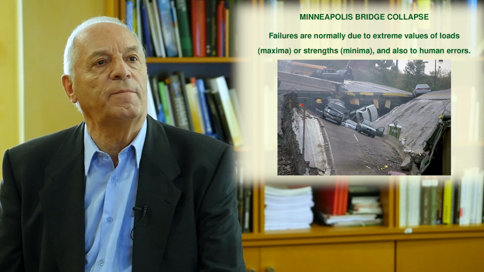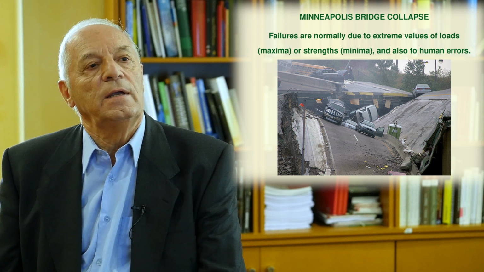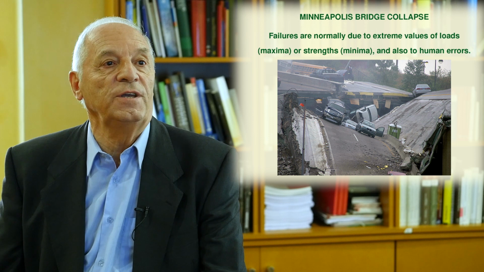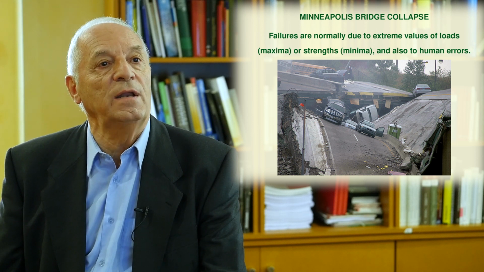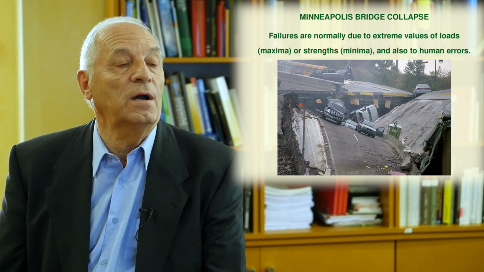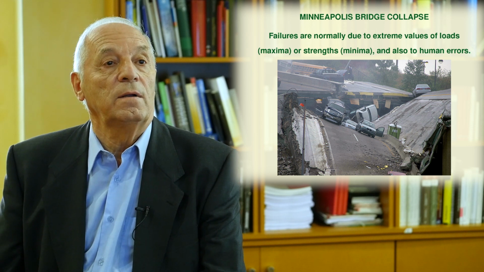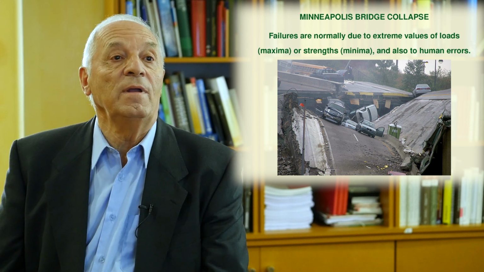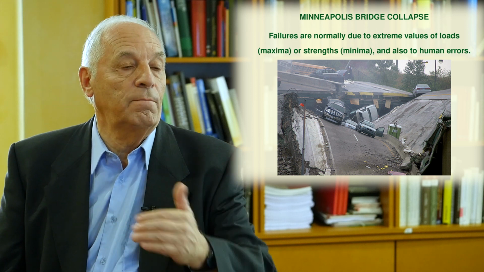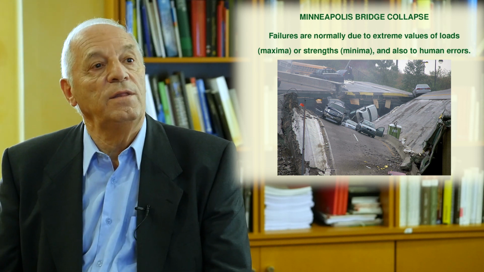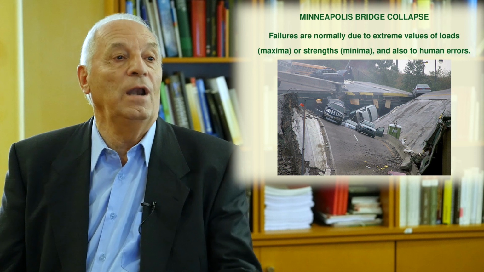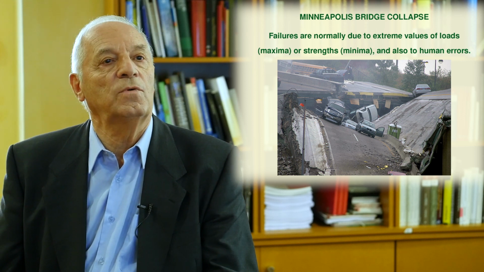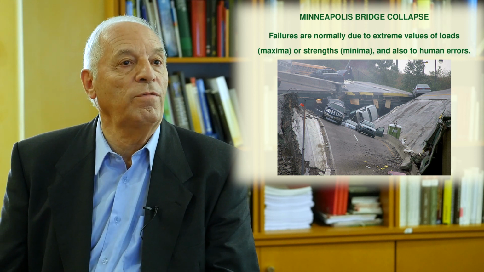However, the extremes appear also in real life. This is an example of a collapse of a bridge in Minneapolis, and the cause of this is that we have extreme values in loads maxima or in strength minima. Look, the problem with loads is when they are very large, when they are very extremely large, and the problem with strength is when they are very low. So we have problems with maxima and minima. Both are extremes.